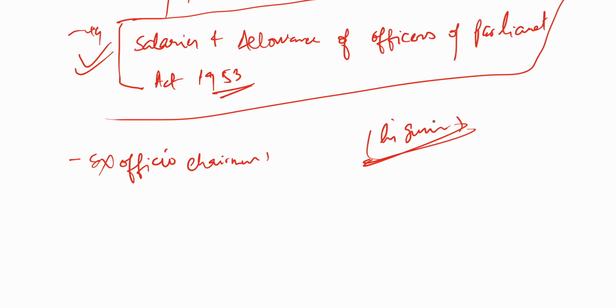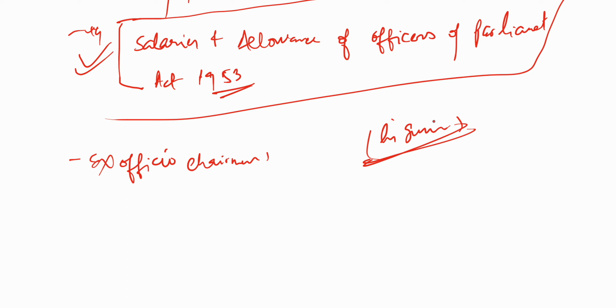Sir, when both sides are equal, he has the casting vote, right? Tiebreaker. So he has the casting vote, and it's in the case of Lok Sabha also, the Lok Sabha speaker. But the Lok Sabha speaker is a member of Lok Sabha. That is the difference.